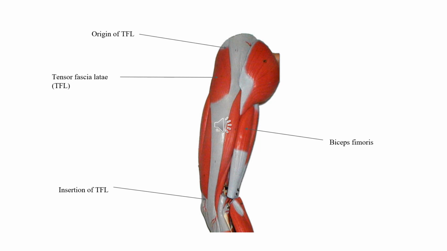Its main actions are to flex and laterally rotate the leg and extend the thigh at the hips. This is the tensor fasciae latae. Its origins are at the anterior superior iliac spine and the anterior part of the iliac crest. Its insertion is at the lateral condyle of the tibia. Its main actions are to abduct, medially rotate, and flex the thigh at the hips. It also helps to keep the knee extended.